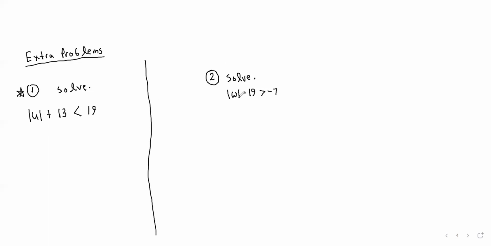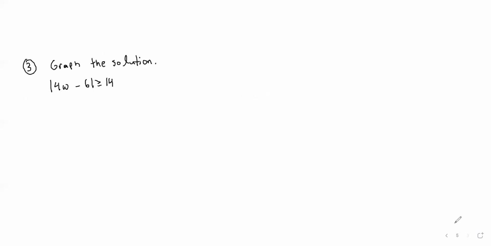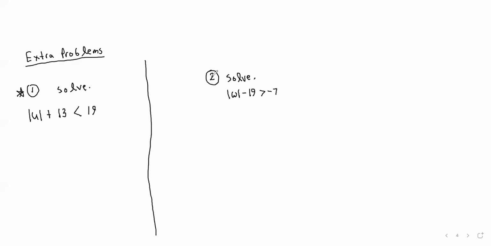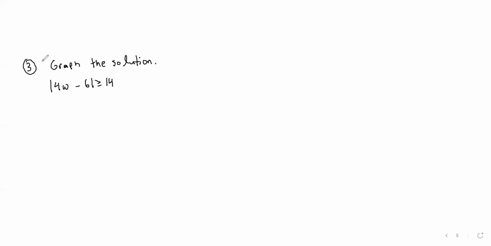But problems 2 and 3, we will work through. So I'd like you to first try 2 and 3 on your own. And if you get stuck or want to check your answer, you can look at my solution I give in just a second here. So problem 2 is to solve absolute value of w minus 19 is greater than minus 7. And problem 3 is to graph the solution: absolute value of w minus 6 is greater than or equal to 14.